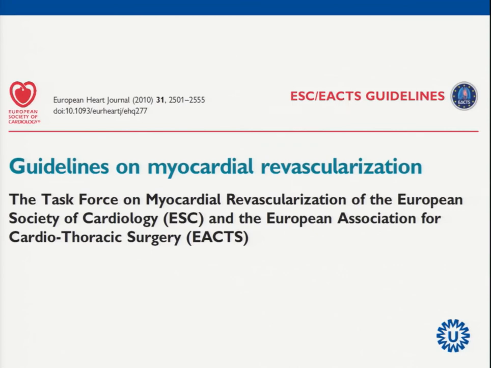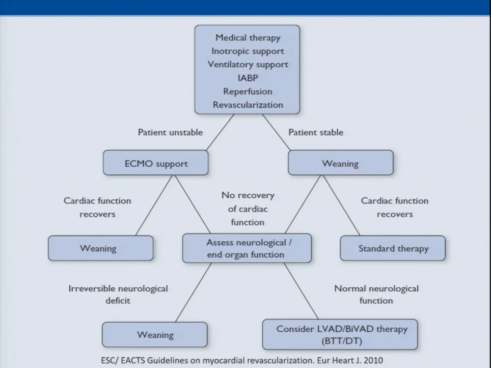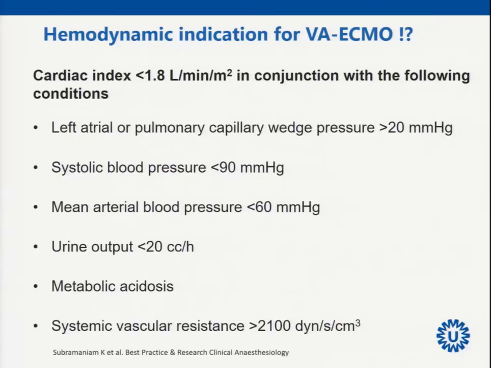Interesting to see that the guidelines, these are the older guidelines, not the current guidelines on myocardial revascularization from the European Society of Cardiology, state that if you have done medical therapy, inotropic support, ventilation, balloon pump, reperfusion, and revascularization, and the patient is still unstable, you could already opt for ECMO support in 2010. But I think, in general, we didn't do that widespread, since it's not so easy to decide which patient will benefit from VA-ECMO. So this is very theoretical.